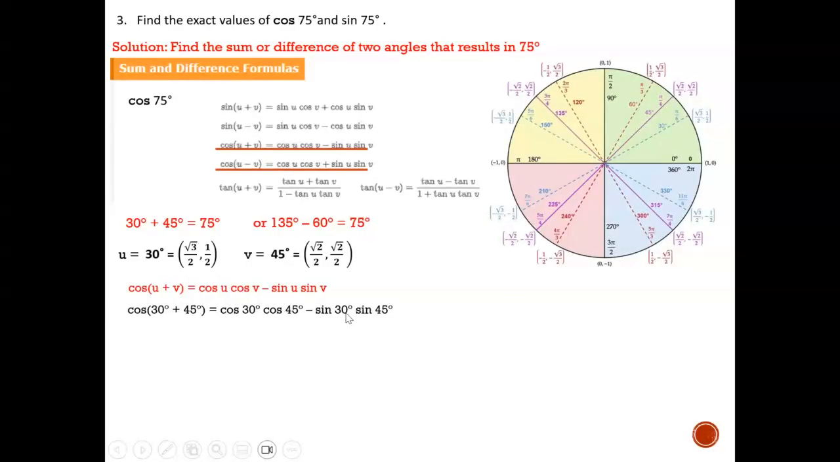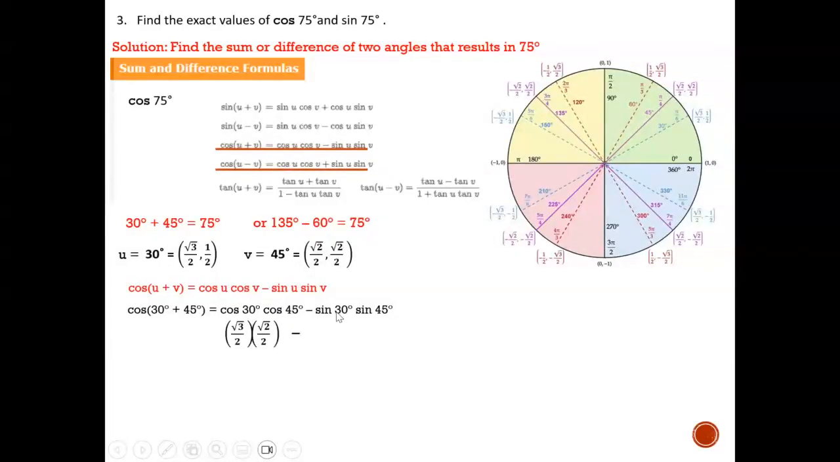Minus the sine of 30 degrees times the sine of 45 degrees. Now I'm going to go to the 30 degrees, right? And the cosine is your x value. So for cosine of 30, it's going to give us the square root of 3 over 2. And the cosine of 45 degrees is also the x value for the 45 degrees, which will give us the square root of 2 over 2.